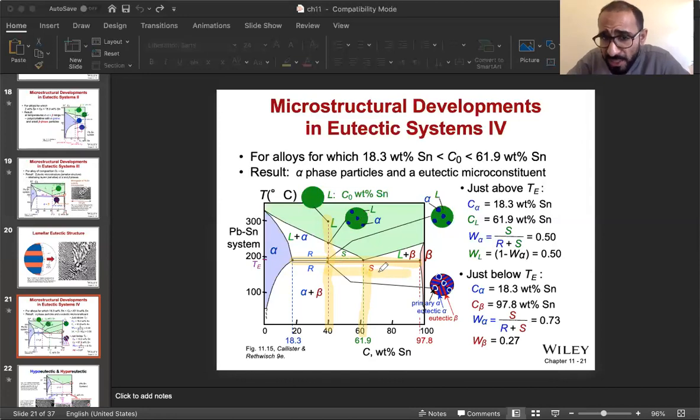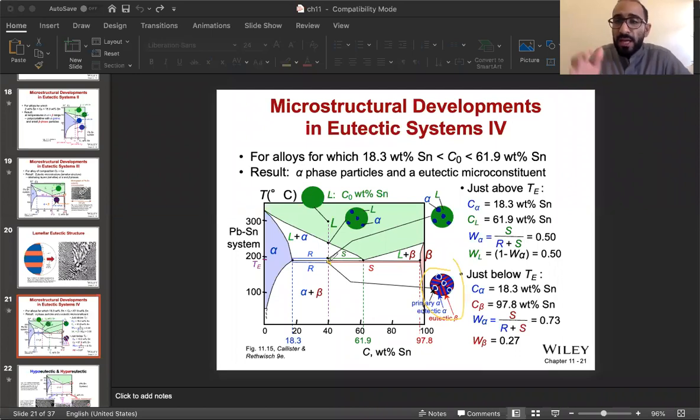Similarly, if you have a composition that is higher than the eutectic composition, the liquid is going to transform to alternating layer, but in addition to that, you also have a special type of beta that already formed before this temperature. We call this a primary beta. That means if you look at the microstructure that we have at this point.